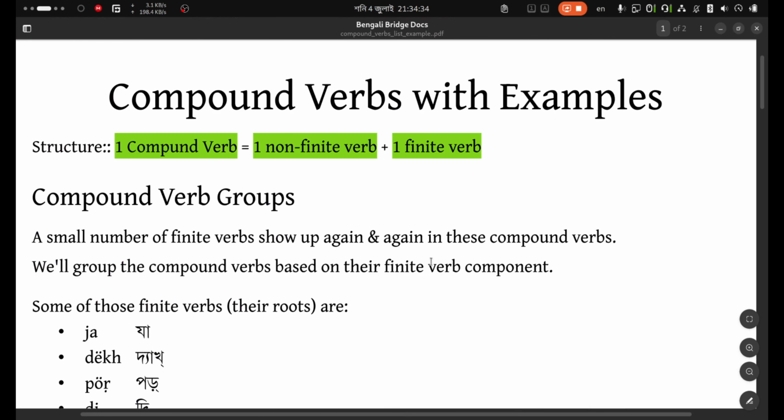And the other thing is you have to memorize the uses of these verbs. You cannot come up with new compound verbs. You have to use the already existing ones, and you have to understand the nuances or meanings of them. And you don't have to be afraid of this. You will get hold of it over time.